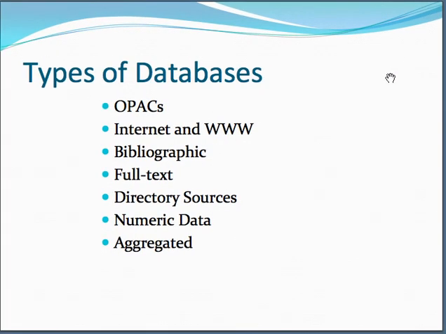This is a good example of a database, the OPAC. This is our online public access catalog. That's a database, and of course, normally in the OPAC, what we find is the bibliographic record. But we may also find links to full text.